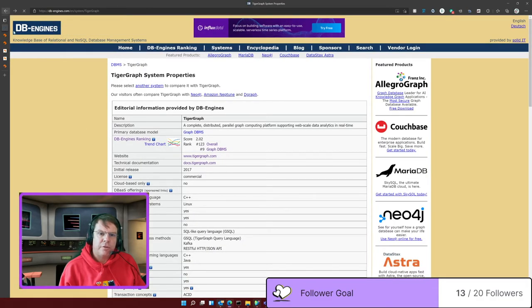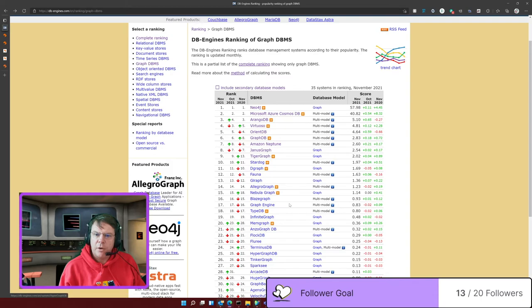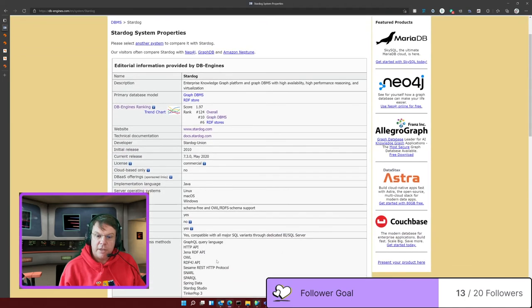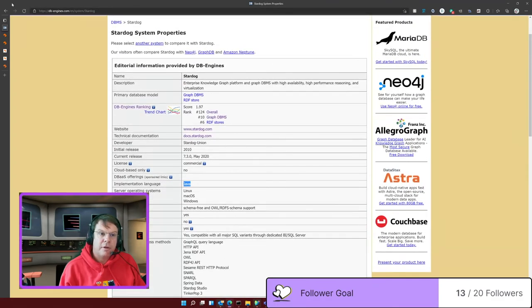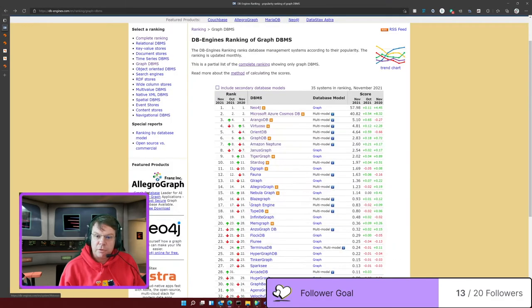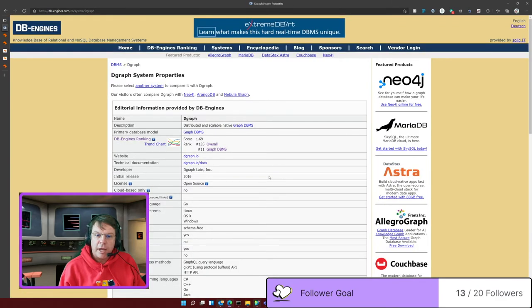Where are we on our list? We're hitting up into an hour, and I don't want to go on. Stardog, I know already that it is an RDF database, and it is in Java. So again, I'm taking a pass on that for my personal use. A quick peek at Dgraph, so the last one for the day.